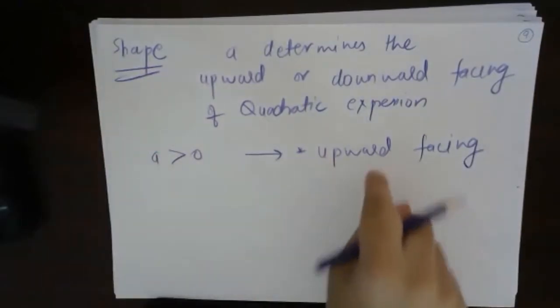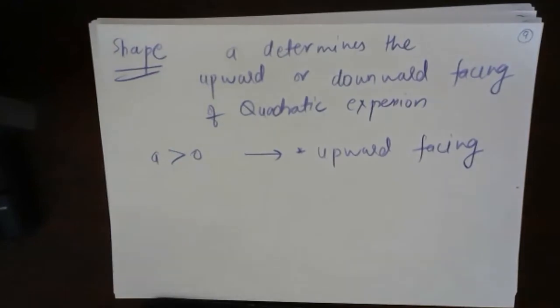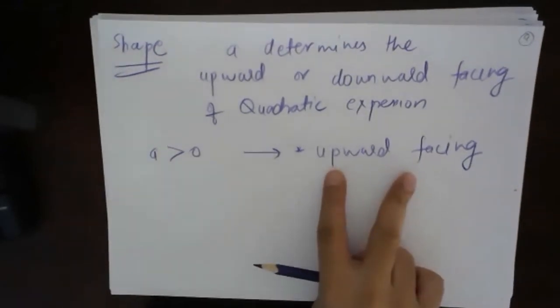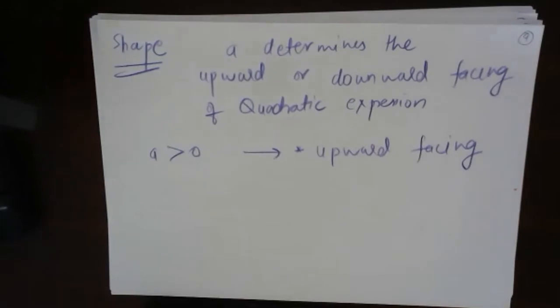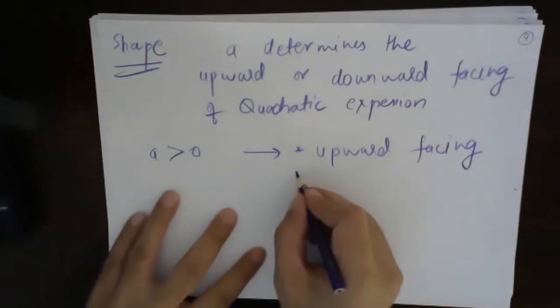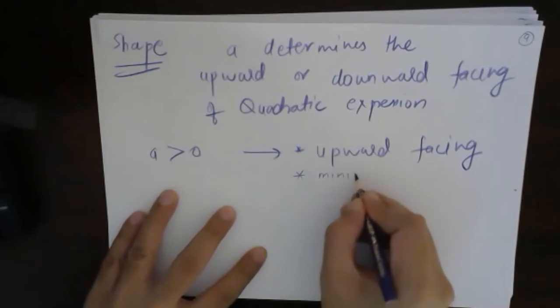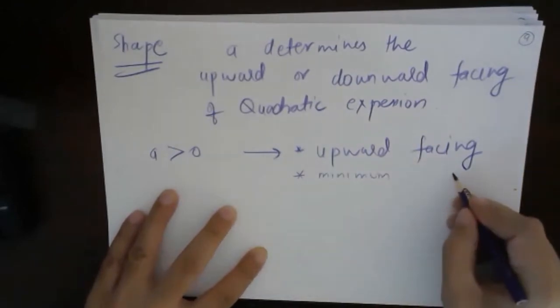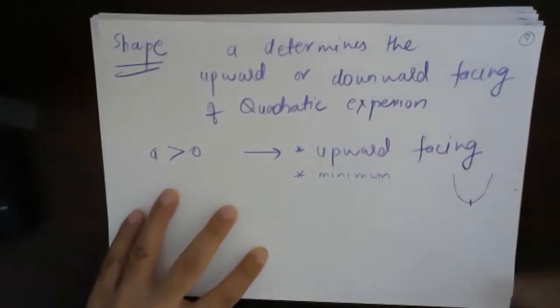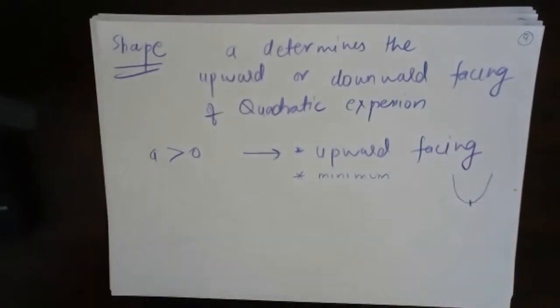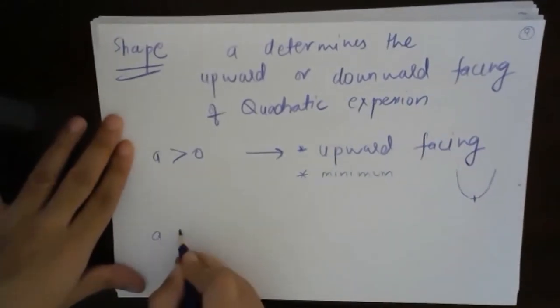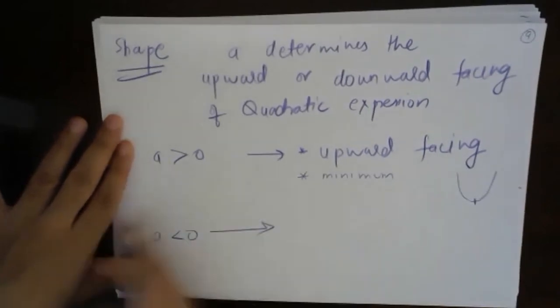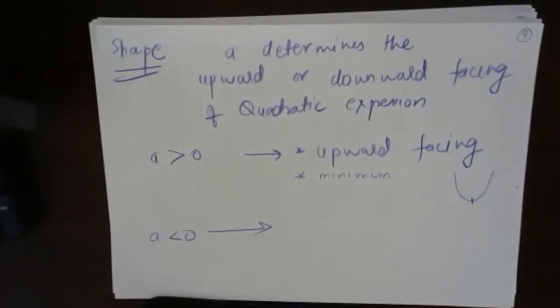One more important point we understood about when A is greater than 0. What was that? Will this kind of a curve have maxima or minima point? Minima. Very good. So that means the shape will be this and this will be the minimum point. Understood? Fine. Rest is when A is less than 0.